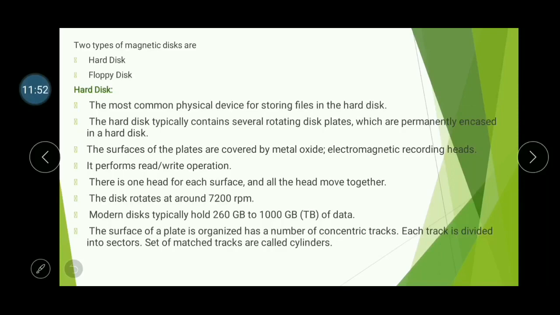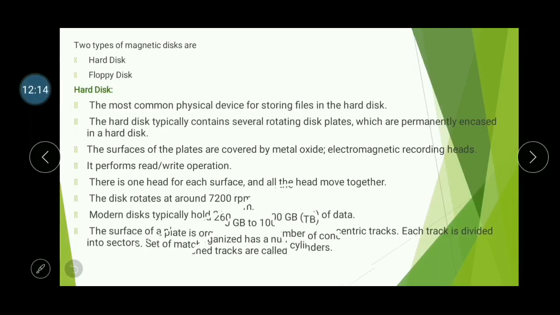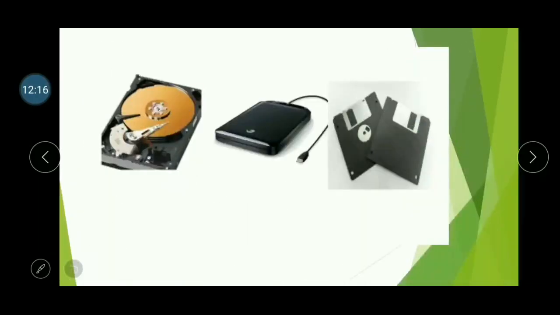Modern disks typically hold 260 GB to 1000 GB, that is a terabyte, of data. The surface of a plate is organized as a number of concentric tracks. Each track is divided into sectors. A set of matched tracks is called a cylinder. In the picture you can see the hard disk and floppy disks.